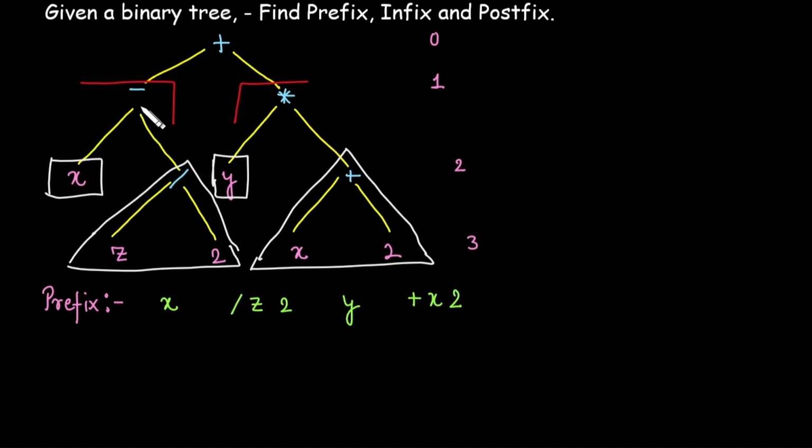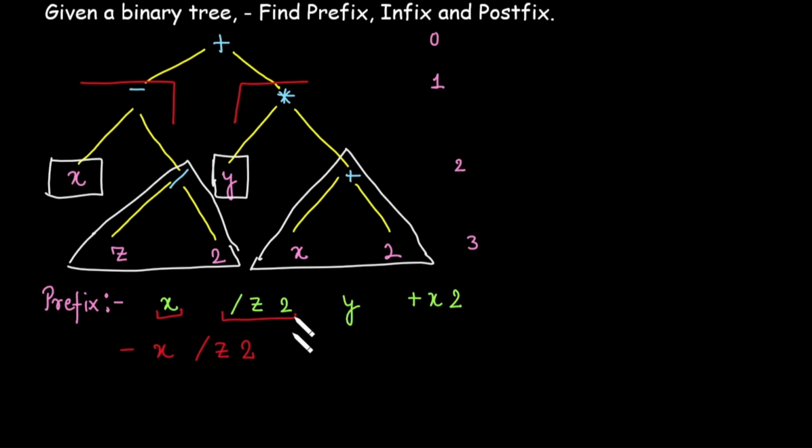Now for the first subtree, the root is negative, its left child is x, and its right child is this. So first we will write the root, then the left child, then the right child. So this completes the pre-order of this subtree. Now move towards the right side.